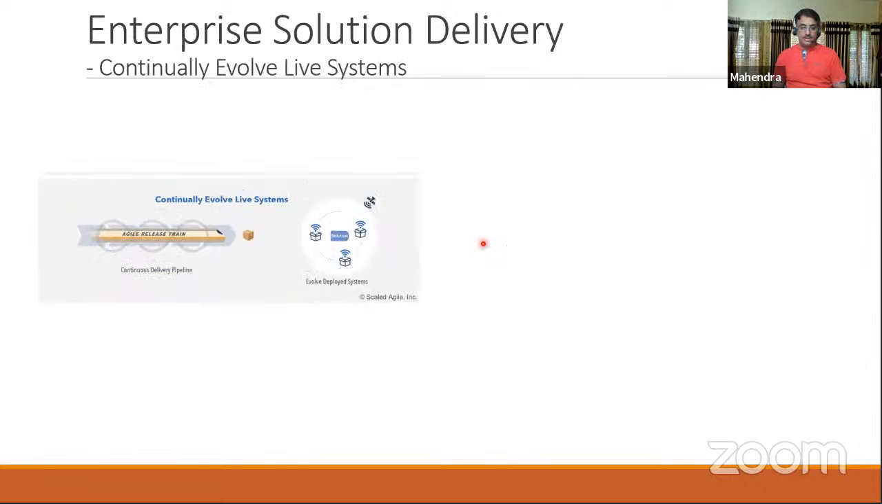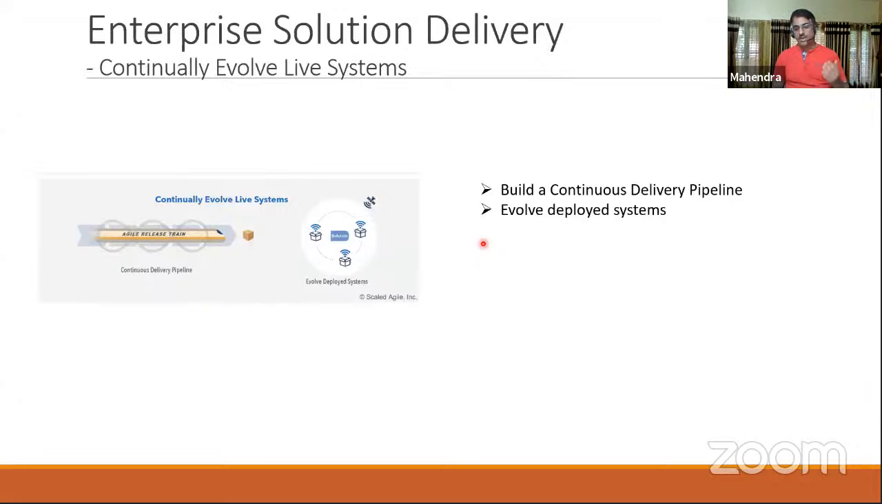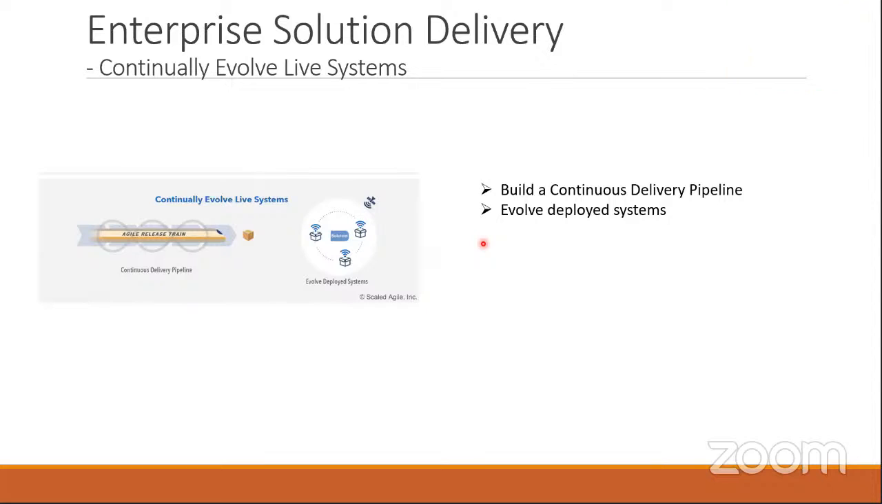The third dimension here is that systems continually evolve, and it's a live system. So you evolve the deployed systems over a period of time. You build a continuous delivery pipeline and evolve it over time. I'll pause for any doubts on these two dimensions, Agile project delivery and enterprise solution delivery. I think there were a couple of questions in the chat window.